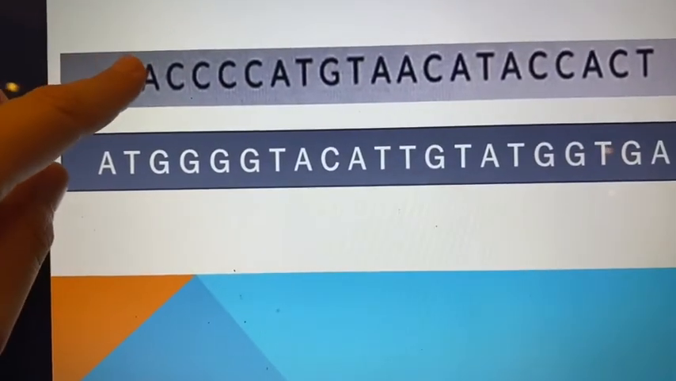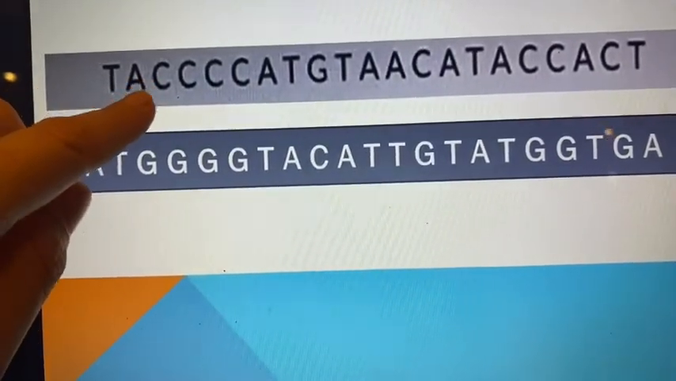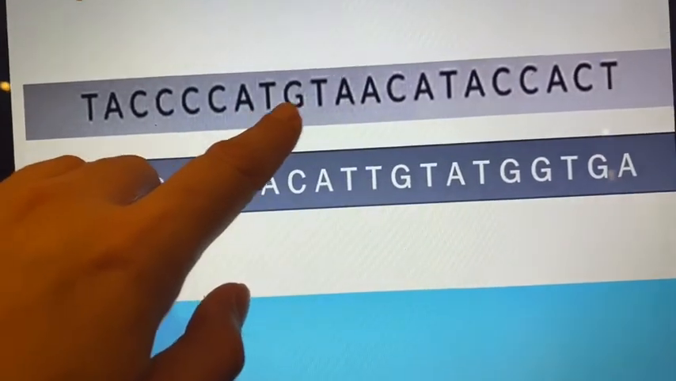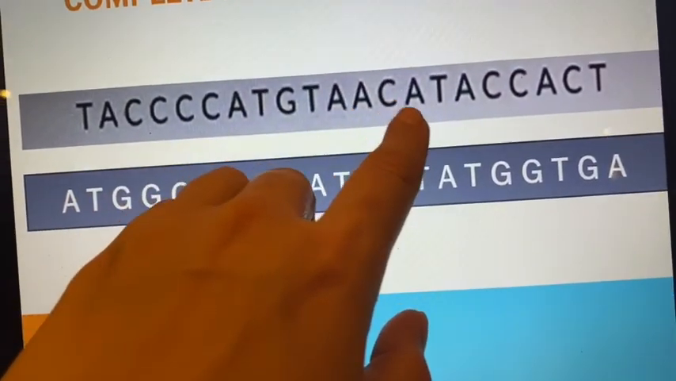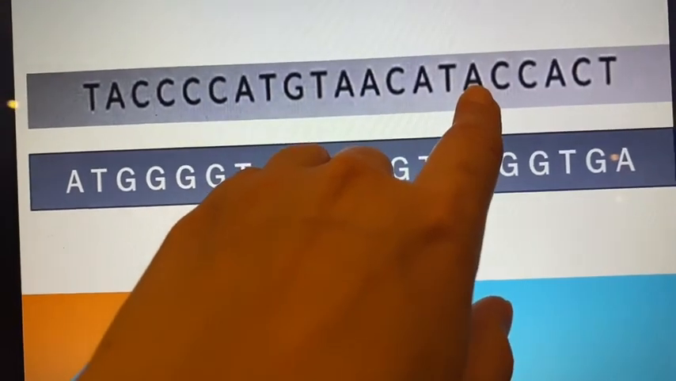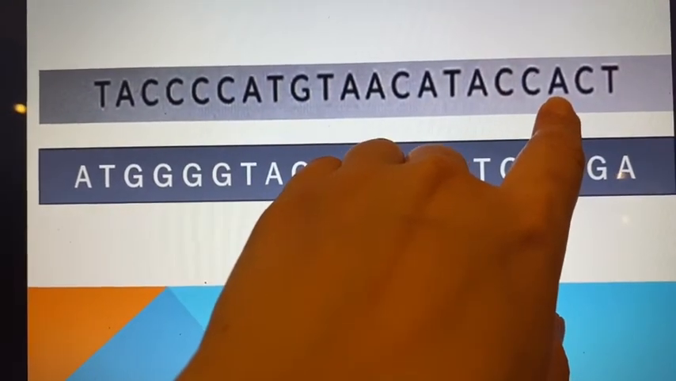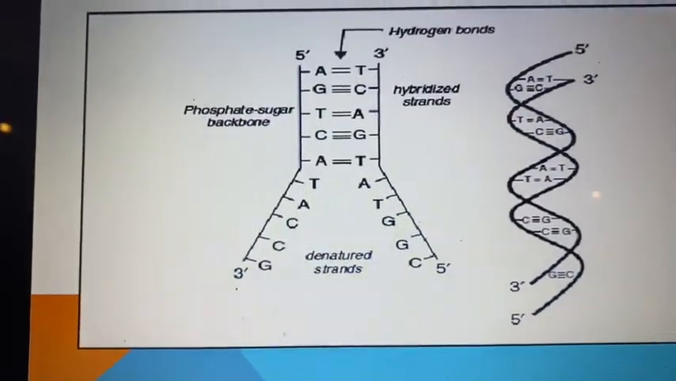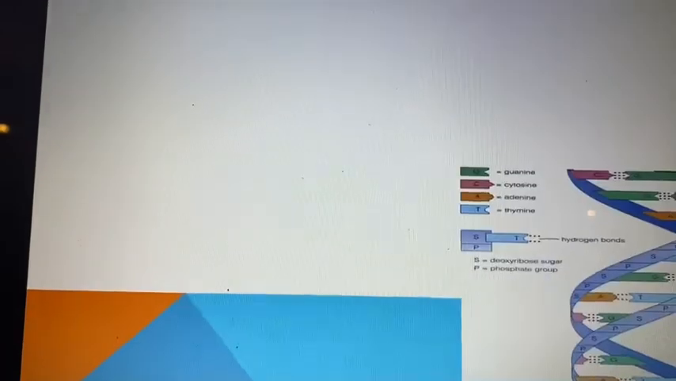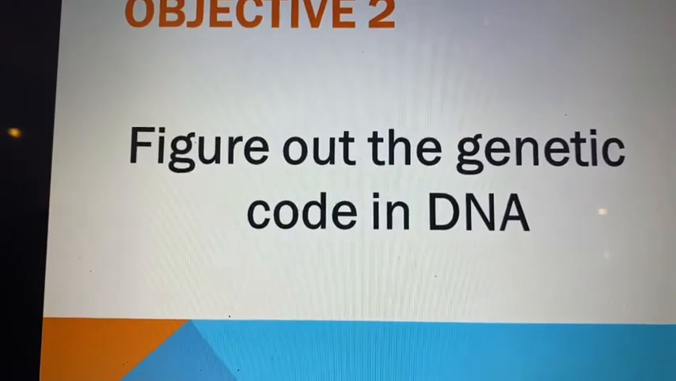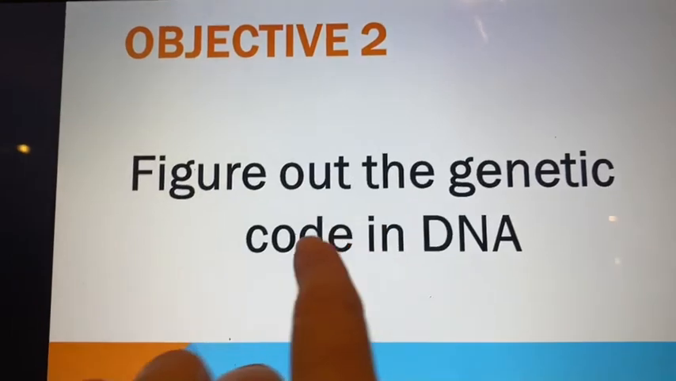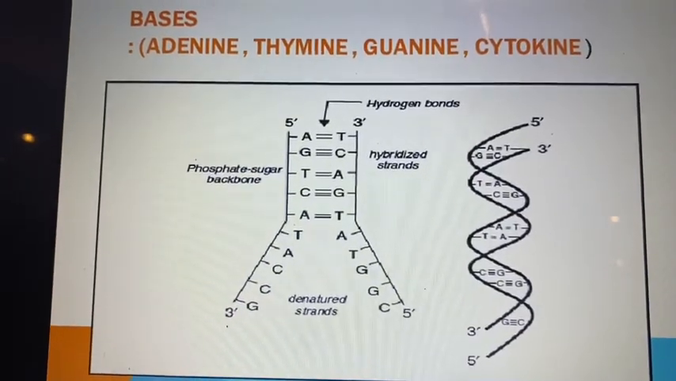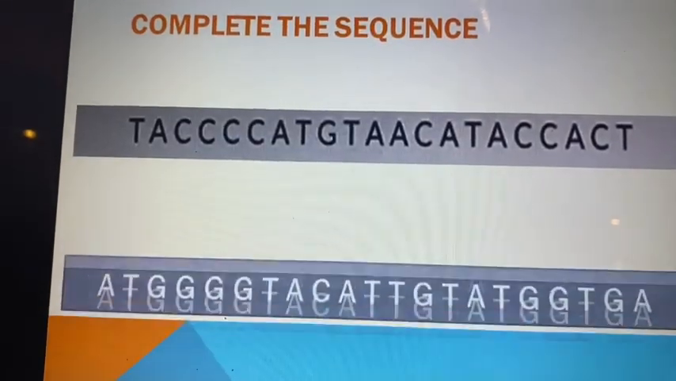So T will bind with A, and then T, and then G, G, G, G, T, A, C, A, T, T, G, T, A, T. This is called the genetic code. Okay, the sequence of the bases in the DNA is called the genetic code.